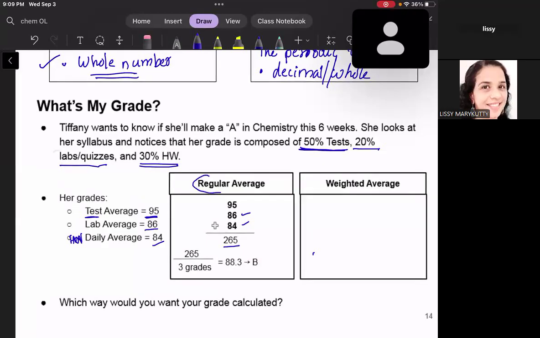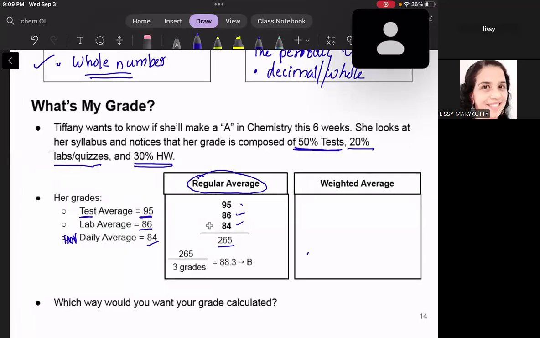This is how we calculate the regular average. You all know that. Add all these numbers, you will get a big number. Then there are 3 grades, so you divide by 3, and this will be the regular average. Now I'm going to show you how to get a weighted average. So let's go back to the question.